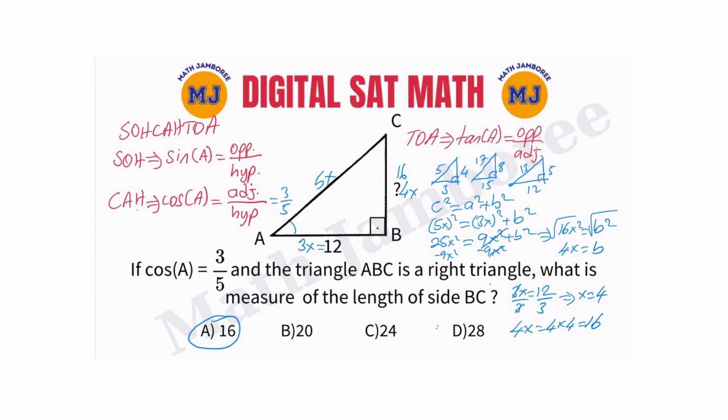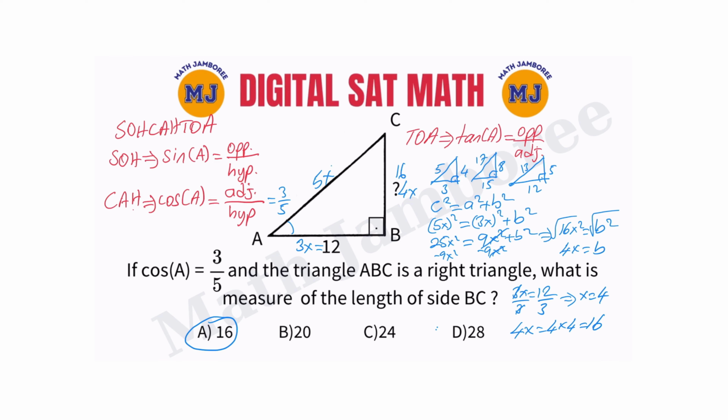This is 12. This is 16. The hypotenuse, we can also find by multiplying 5 by 4. If you multiply that, it's going to be 20. So 12, 16, 20. These are the multiples of 3, 4, 5. Remember, this is 4 times 4, 16. 4 times 3 is 12. And 4 times 5 is 20. So this is the answer. The answer will be choice A for this specific question.